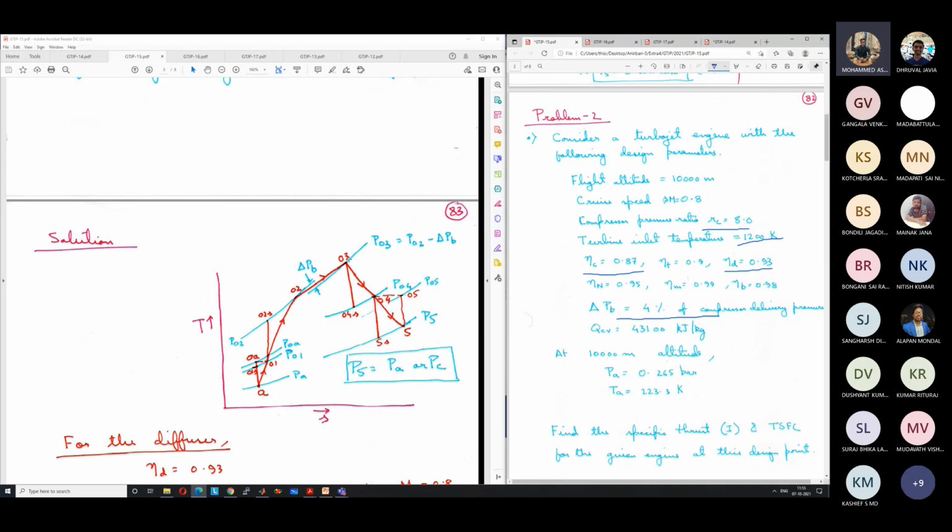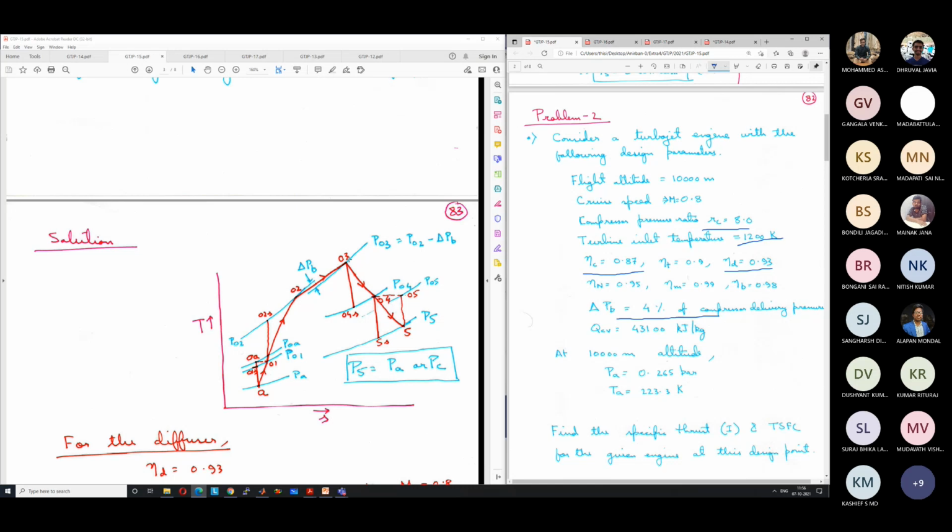Compressor work divided by efficiency is equal to turbine work. Correct. So compressor work divided by mechanical efficiency is the work required from the turbine. So this will give us what? Which value will this give us? T04. Correct. So it will give us T04.